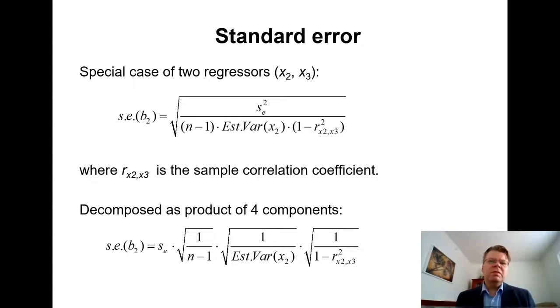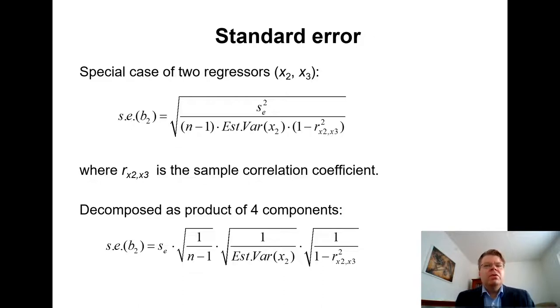Think about the extreme case where you would try to estimate the impact of square meters on price, but you would only have apartments that have exactly the same amount of square meters. In that case, the sample variance in square meters would be equal to zero, and you cannot explain anything if there's no variation in your sample. If you have a very homogeneous sample, you cannot really explain anything. Heterogeneity in your sample is a good thing.